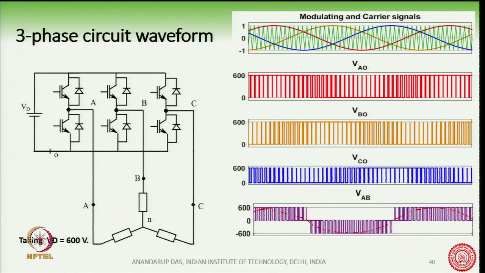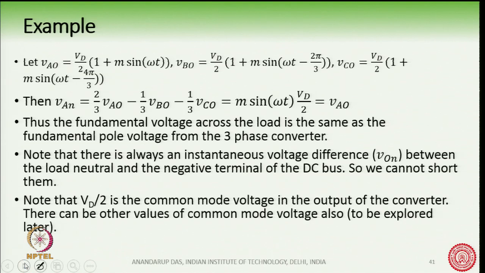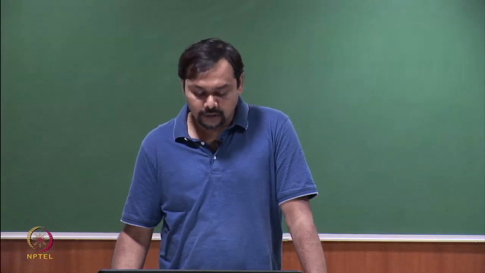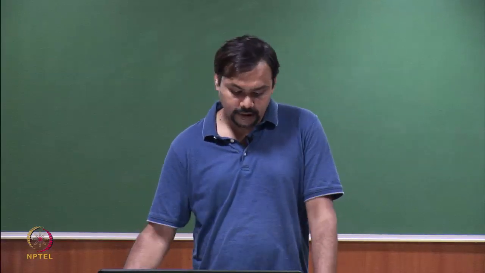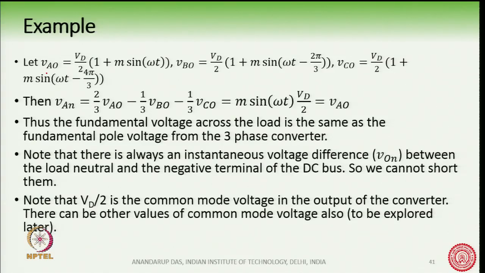Okay. So, here is the fundamental voltage available. Now we can see what the expression of VAN is, we can find it out. So, VAO here can be written as Vd by 2 into 1 plus m sin omega t. From the previous slides we have seen that this is the fundamental AC voltage, and there is also a DC voltage in VAO.